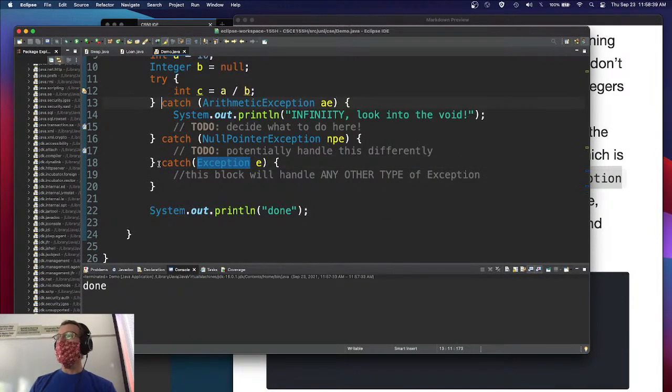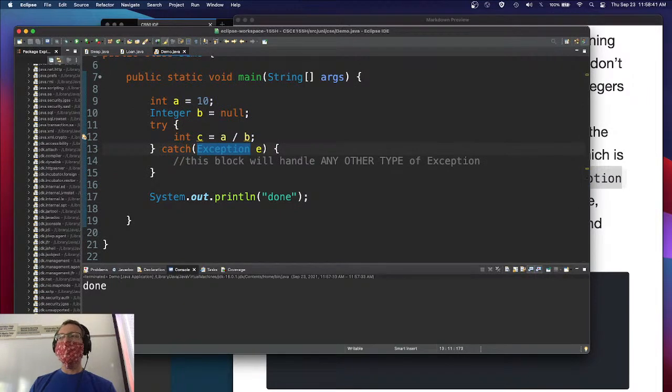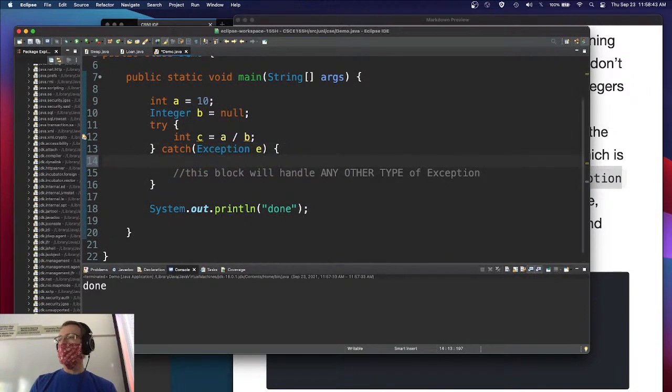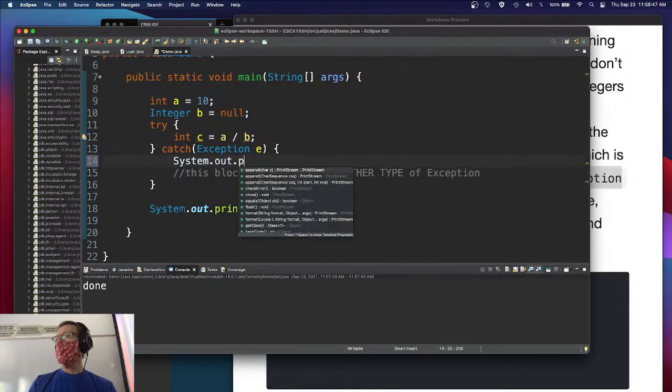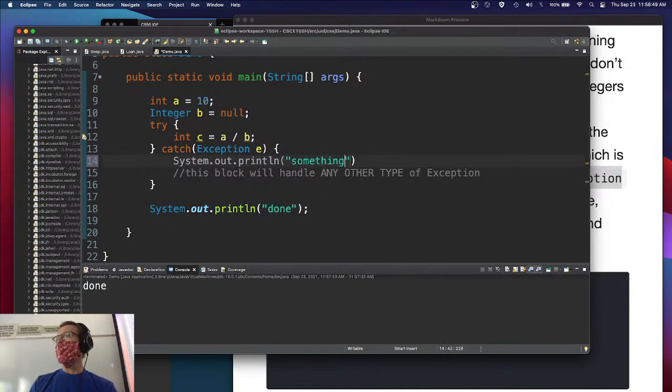In fact, I can get rid of all of these and just simply catch an exception and print System.out.println something happened. And we'll see here that the null pointer exception will end up being caught there. Something happened. The division by 0 will end up being caught there. Right? An exception that's a catch-all.